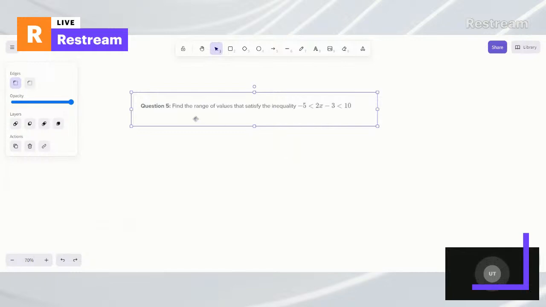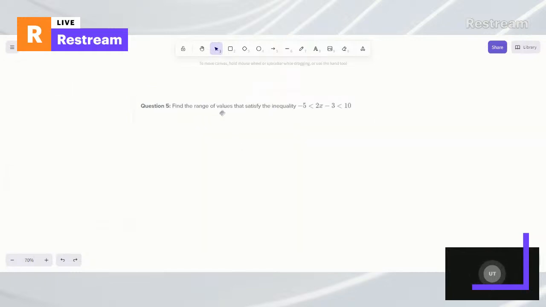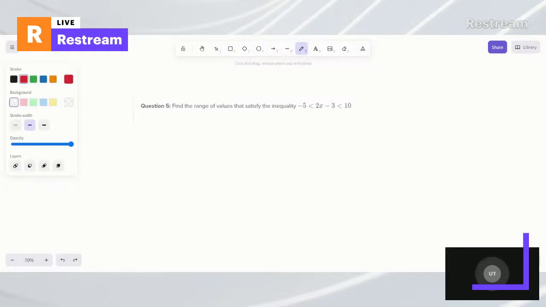They have asked us to find the range of values that satisfies the inequality negative 5 is less than 2x minus 3 is less than 10. So what's going to be the range of x? What will we do? Can anyone answer me?